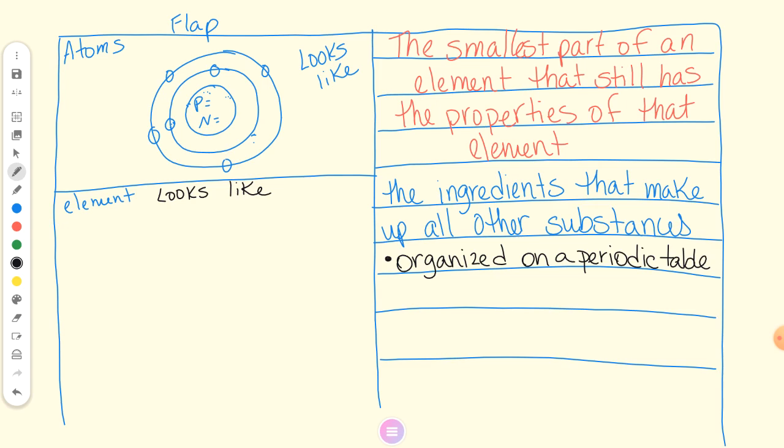And we're just going to draw out one element from the periodic table. Bryson, pick a number between 1 and 118. Pick a number, any number. 16? 16 is sulfur, okay? So let's just draw a rectangle.